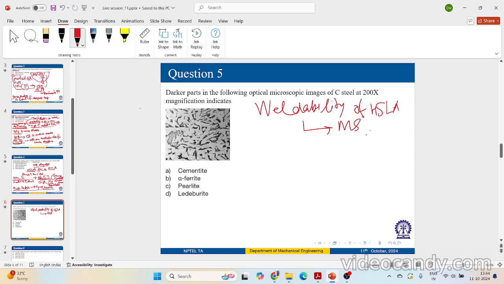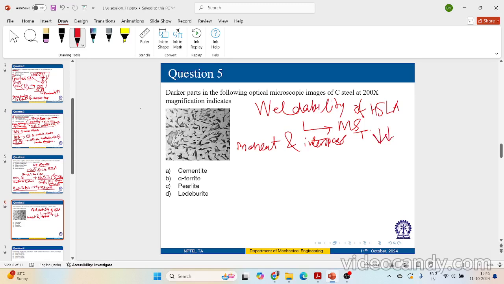Now over here, the preheat and interpass temperatures that will be required are relatively lower than what we discussed for high carbon steel. So over here, preheat and interpass temperature are relatively low.